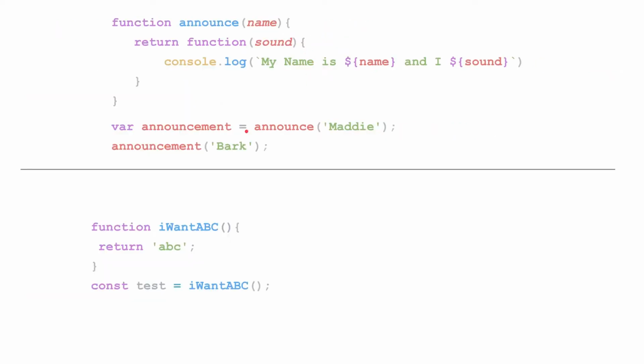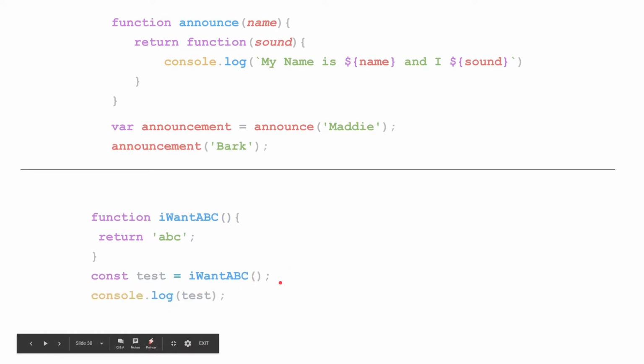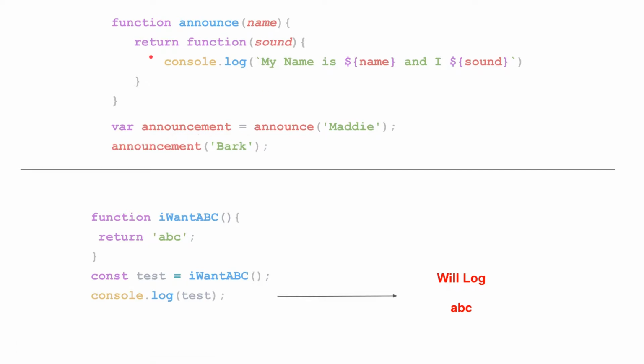I just want to reiterate here that when we're returning something, for instance here, function I want ABC, return just ABC, a simple string, right? Do const test is equal to that function. And then we console.log that. That's just going to be ABC. Think about it up here. It's the same thing. Our announcement is equal to the announce function. Here, instead of returning a string, we're returning a function. So announcement is going to be equal to that function.